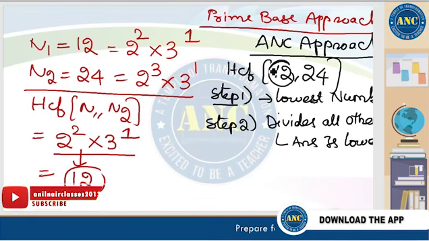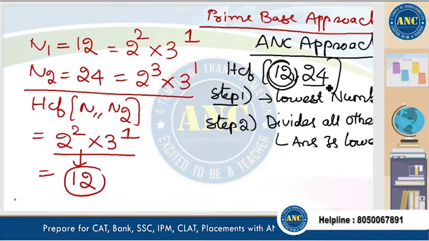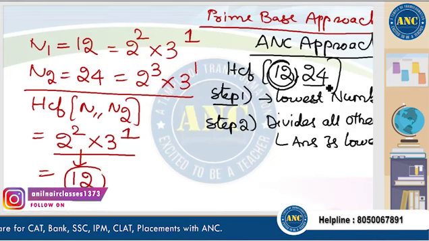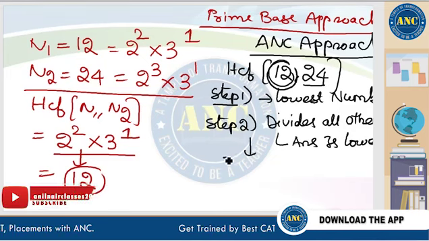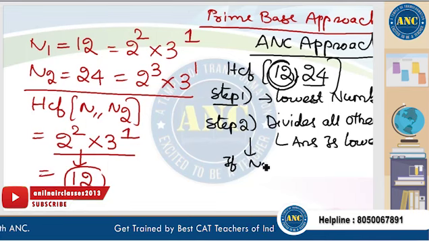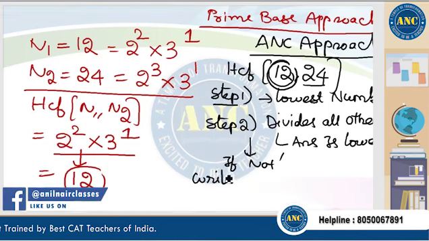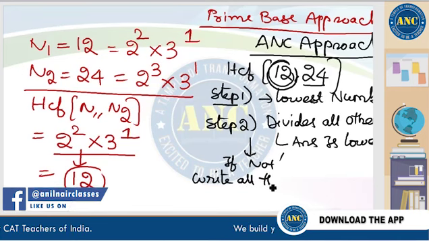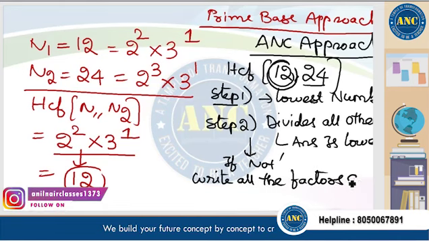Take the lowest number. Lowest number is 12. Check with other numbers. Other number is 24. Is 24 divisible by 12? Yes. So the answer is the lowest number. If not, write all the factors of the lowest number.